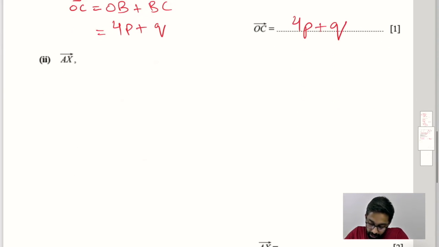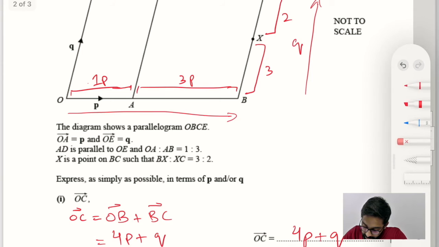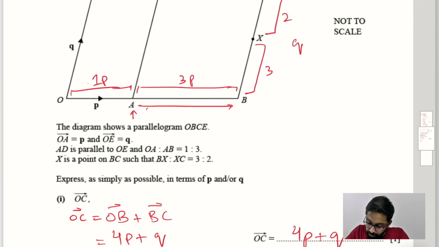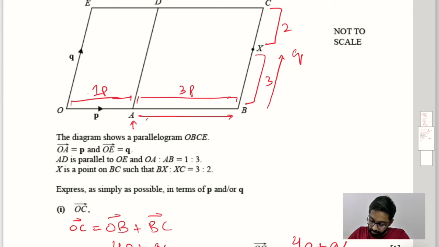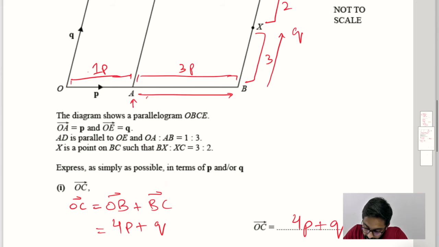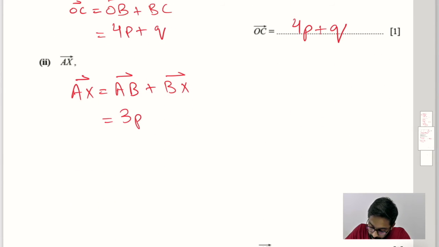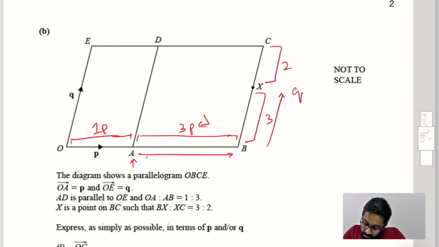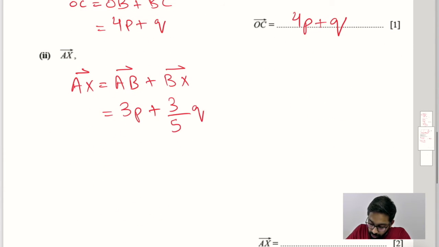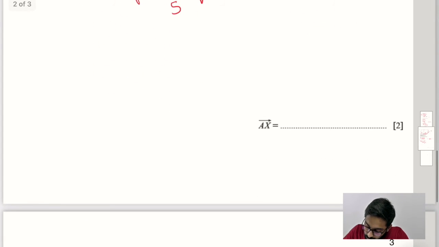Let's move on. Find AX. Okay, so AX, let me erase the previous stuff so that it's clearer. So AX, that means it starts from here, goes all the way from A to B, then goes all the way to X. So that means you would need AB plus BX. Now AB is fairly straightforward. It is 3P. So you write 3P here. But BX is actually 3 out of 5 parts of Q. So you write 3 over 5 Q, and that's your answer. AX is equal to 3P plus 3 over 5 Q.